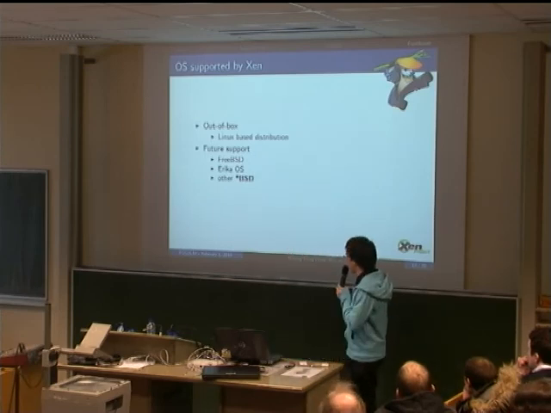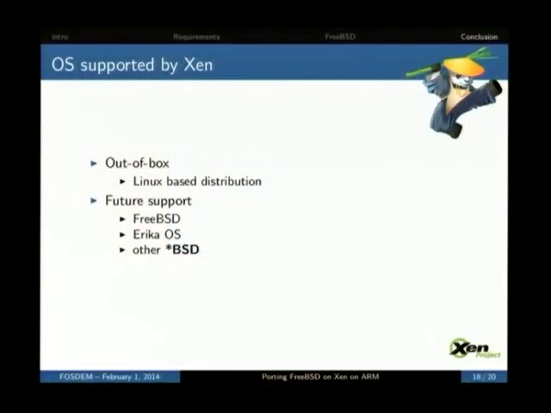So, the different OSes supported by Xen are Linux, of course, and FreeBSD. We started to add a port of Erika OS, an open source embedded OS. We hope to see any BSD operating system supporting Xen on ARM in the next couple of months.